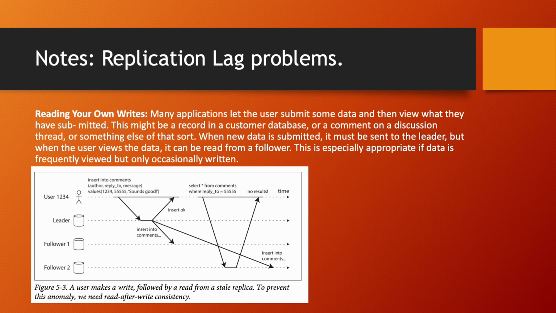So in this cartoon, as we can see, user 1234 inserts into comments with the fields author, reply to, and message, with values 1234, 55555, and so on. The leader accepts the write and sends OK. Then it inserts into follower 1 and follower 2, and both are asynchronous updates. As soon as it writes to the leader, the user does a read. The read goes to follower 2 and gets no result because follower 2 has not caught up with the changes that were made in the leader.